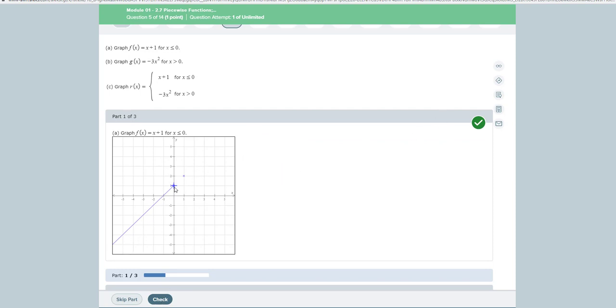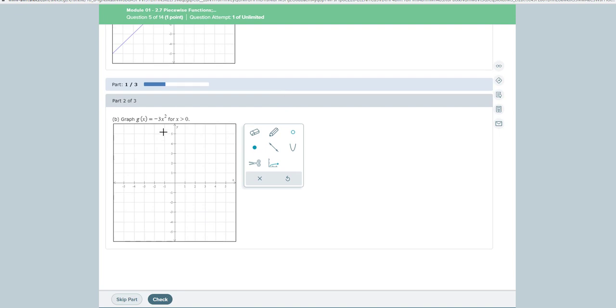Okay, so again, you don't want the entire line. We're only looking at a piece of the line. That's why these are piecewise functions. Okay, the next thing that we want to graph, kind of scrolling down, is the negative 3x squared function. That is a parabola. And again, we're only going to want a piece of it because we see this inequality telling us it's kind of like the domain for this piece.